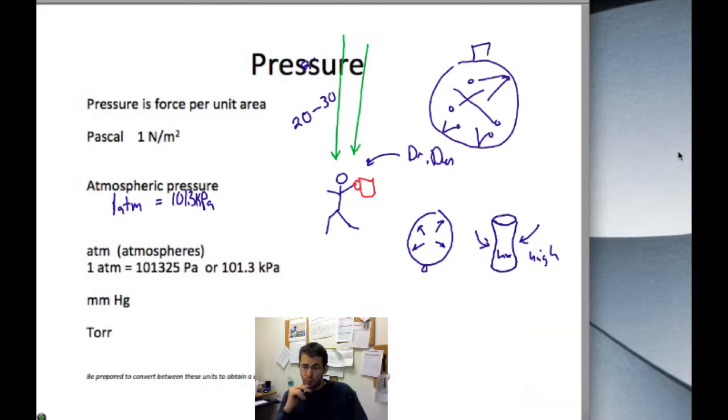Now, we can measure these pressures a number of different ways. One of the easiest ways to measure atmospheric pressure, or the pressure inside of, say, a room, is to use what we call a barometer. And in a barometer's case, it's usually an upended tube of mercury that sits in a pool of mercury.